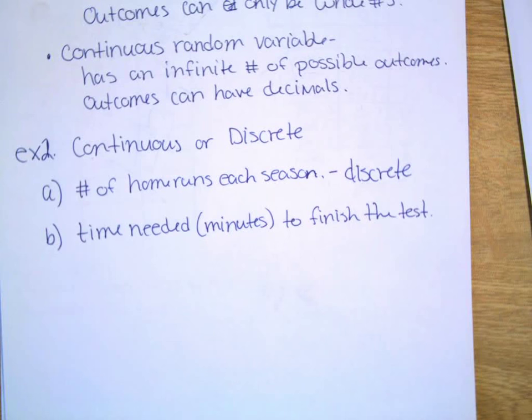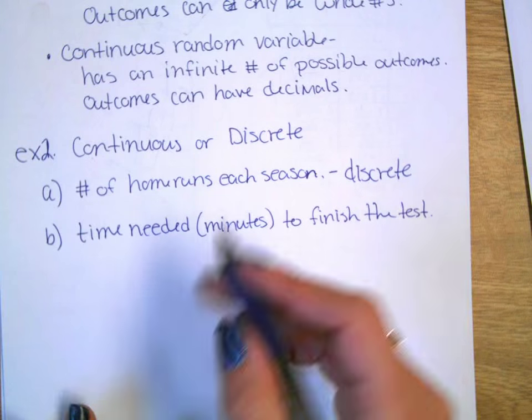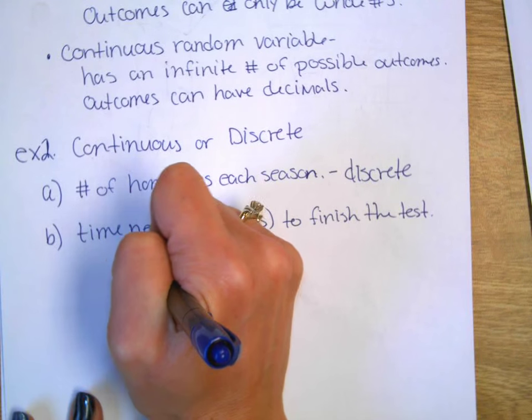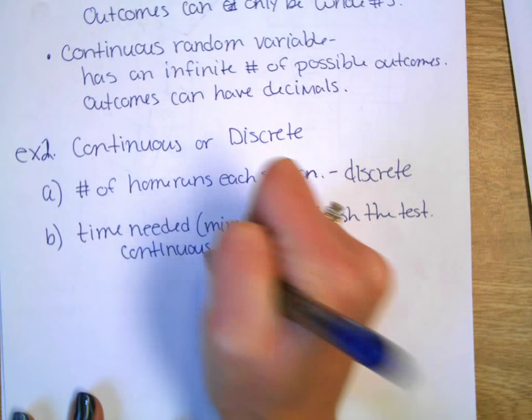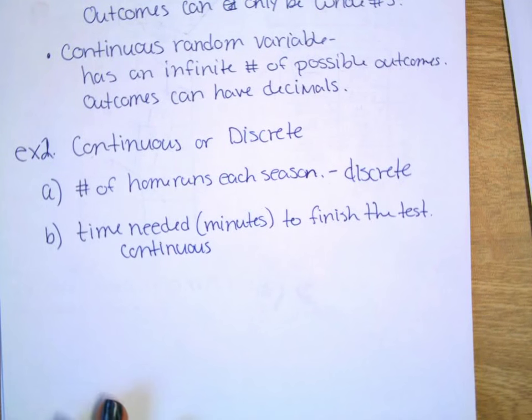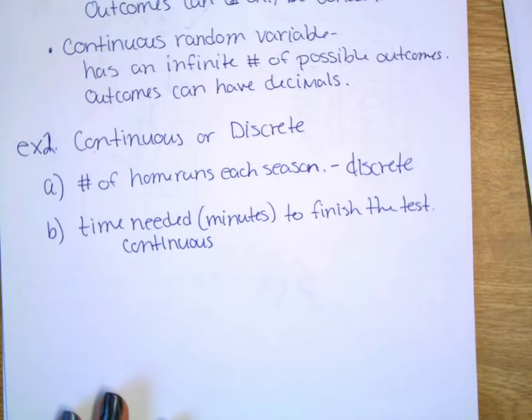The time needed to finish the test, can I get in between whole number minutes there? Could someone take 35.5 minutes? Yeah. 56.8 minutes? That's your continuous one. So just think about the outcomes. Can I only get whole numbers, or can I get decimals? That's how you tell the difference there.